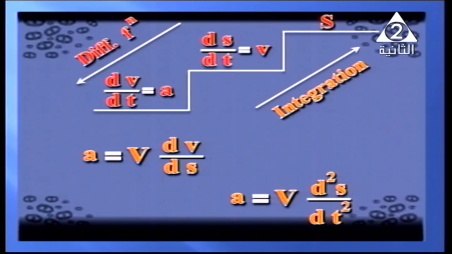Then we know more definitions or more values of acceleration. Maybe acceleration equals dv over dt. Maybe acceleration A equals v dv over ds. Also, we can use acceleration equals v d2s over dt square.